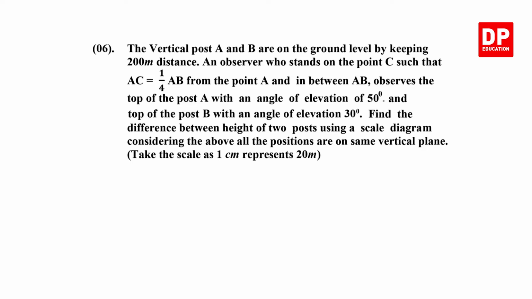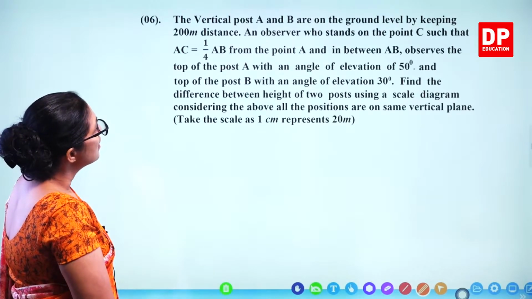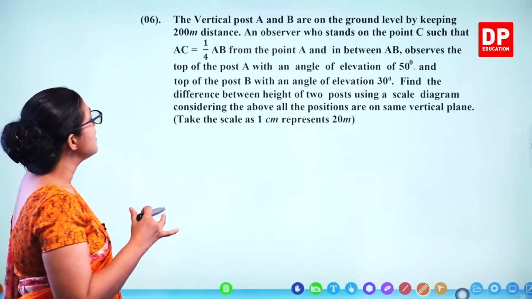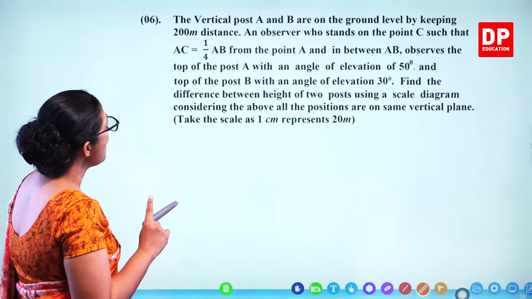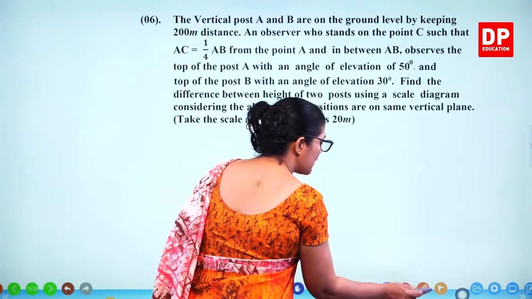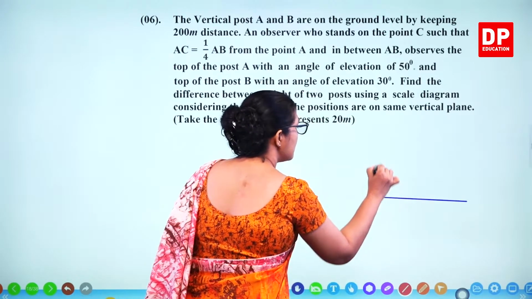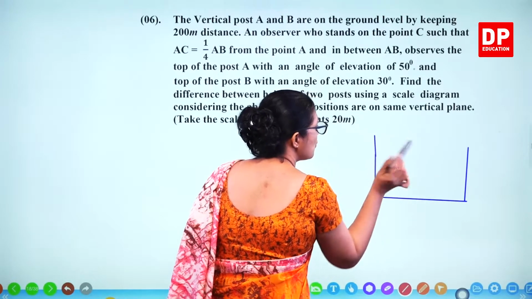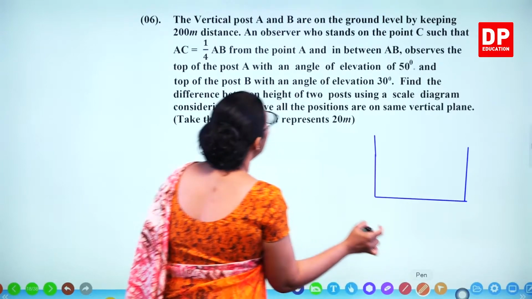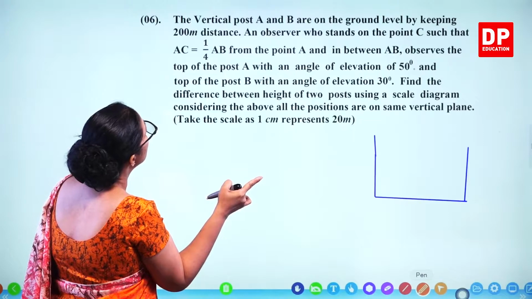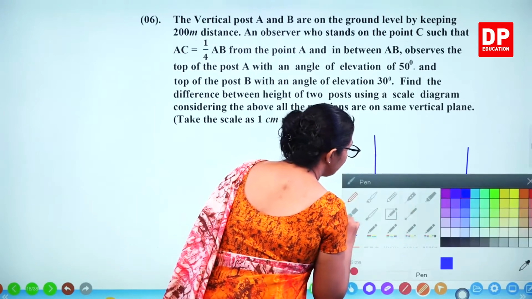Question number 6. This is about scale diagrams and you have to find out lengths. Difference between heights of 2 posts. So we'll see. The vertical posts A and B are on the ground level, keeping 200 meters distance. So we can first draw the sketch. So A, B and the vertical posts are there. We don't know which one is higher than the other. It says 200 meters distance.